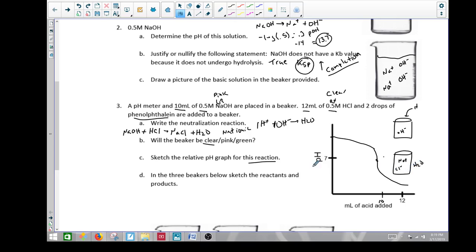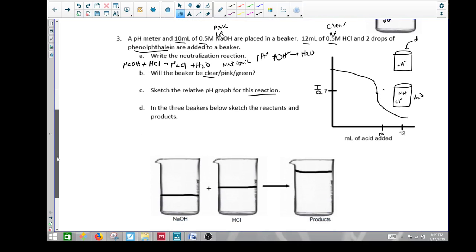In the figures below, sketch the reactants and the products. Make them a bit bigger. So there we go. We have Na plus, OH negative, H plus, Cl minus, H plus, Cl minus as reactants. And together, in this case, we're going to get Na plus, Cl minus, Cl minus, and then we'll have an H plus left over. And in this case, we're going to have a water molecule.